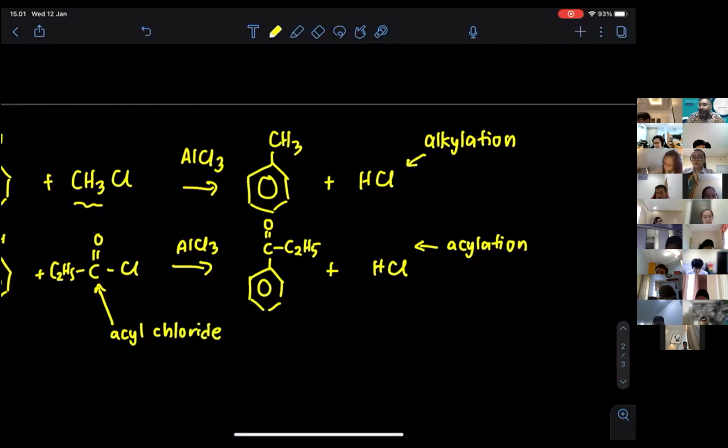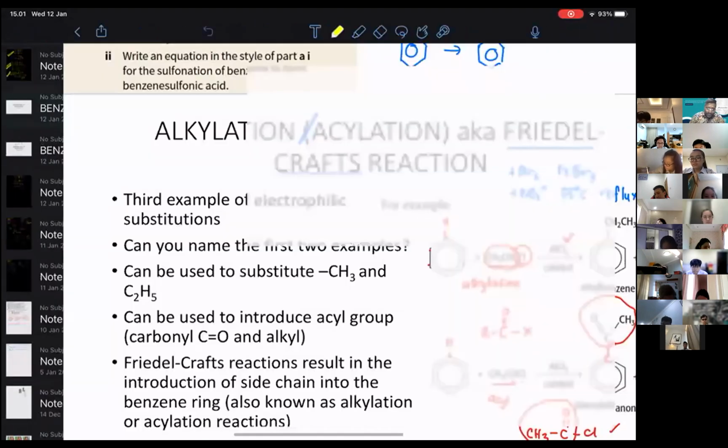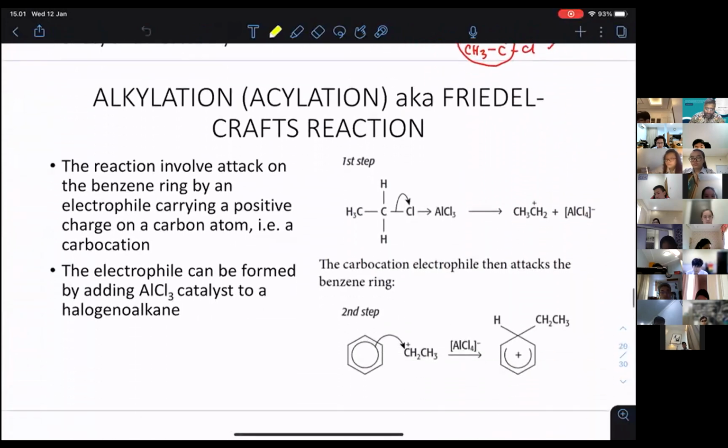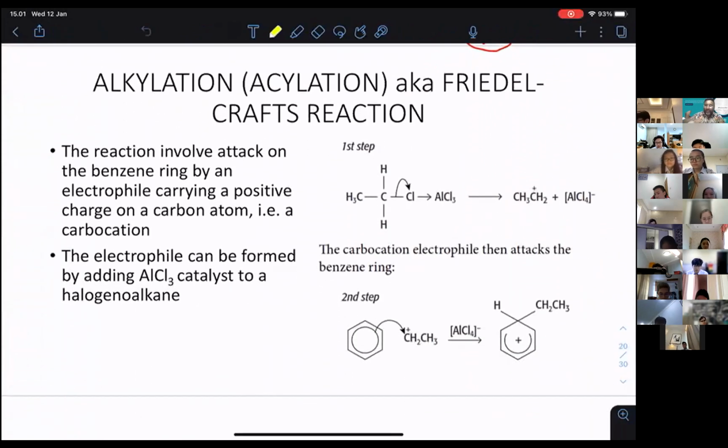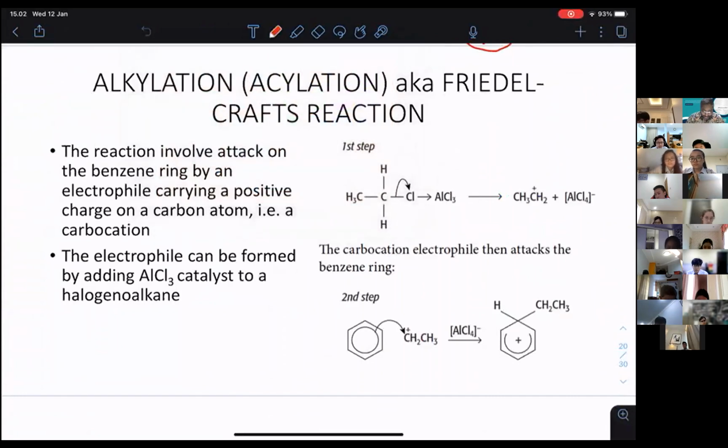That's why the name is acylation. Yeah, acylation. So that is going to be the Friedel-Crafts reaction. If you look at the reactions, they actually explain the mechanism of the reaction. If you look at the mechanism, first, what happens?